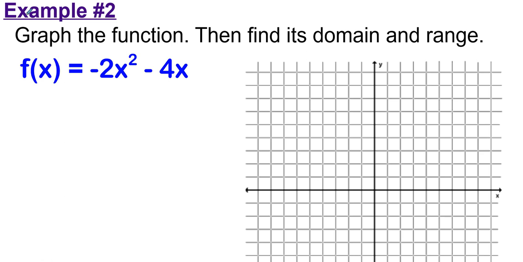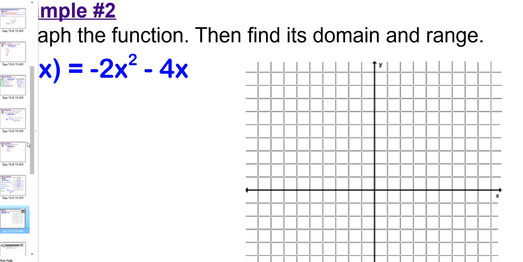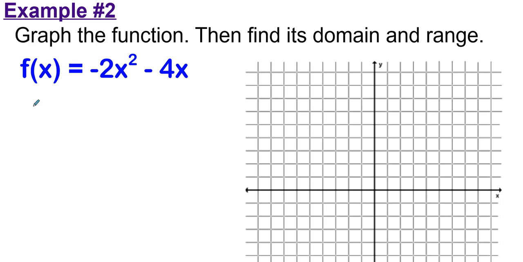All right, example 2, graph the function, find its domain and range. So this is the last example of this section. So graph the function. Again, I don't want to go right to an f of x table, an input-output table, because I'd just be guessing in the dark. I wouldn't know what to plug in for x, because I don't know where that axis of symmetry is. So the first thing you should always do on graphing a parabola, on graphing a quadratic equation, is find the axis of symmetry. So I'm going to start there.